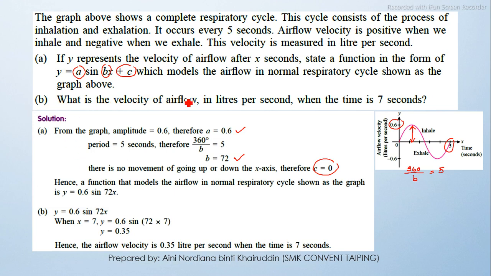Question B. What is the velocity of airflow in liters per second when the time is 7 seconds? In this function, when x equals 7, substitute the value of x in the function with 7. Then you will get y equals 0.35. Hence, the airflow velocity is 0.35 liters per second when the time is 7 seconds.